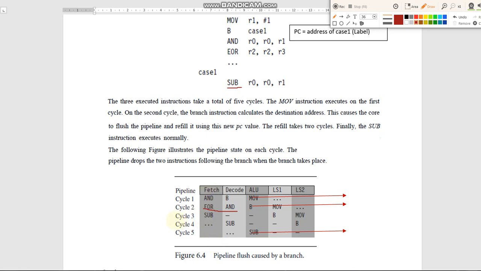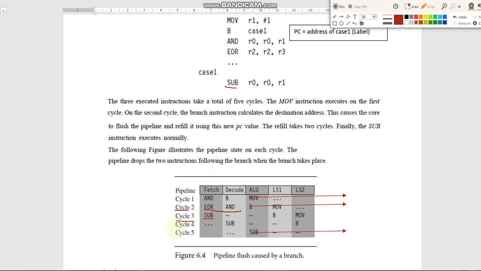That happens in cycle 3. At the end of cycle 2, the processor will remove these two instructions from the pipeline, because the address of this label case 1 is loaded into the PC. So the PC is pointing towards this memory location, where this instruction is there. The processor has to execute this instruction by fetching the sub instruction. That is why at the end of cycle 2, the processor removes these two instructions. Removing is nothing but flushing out these two instructions from the pipeline, and at the beginning of cycle 3, the sub instruction enters into the fetch phase.